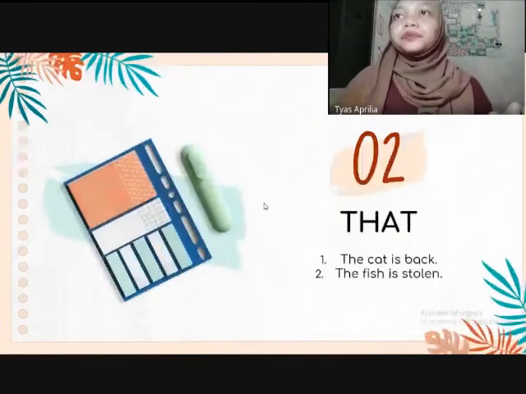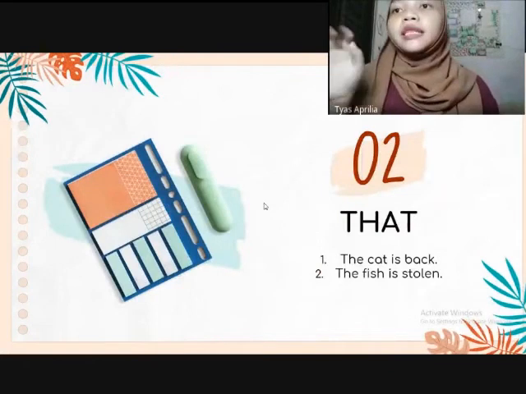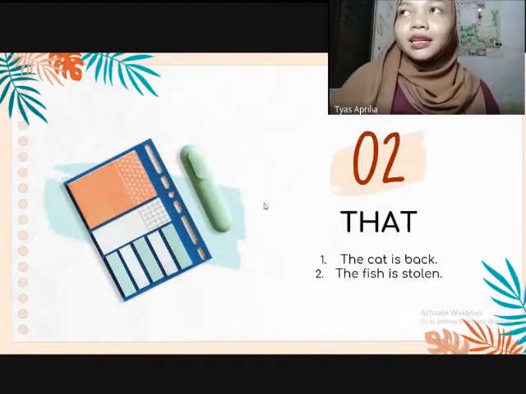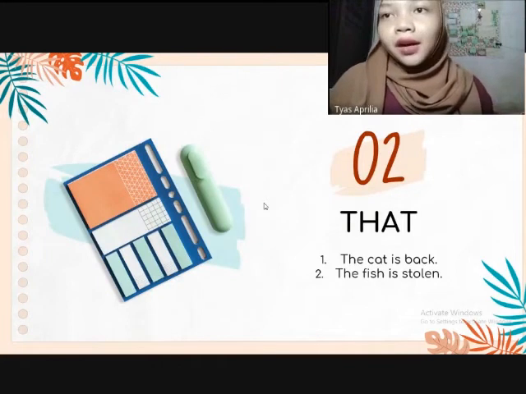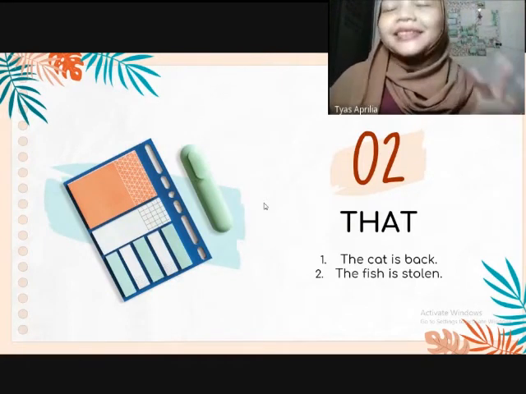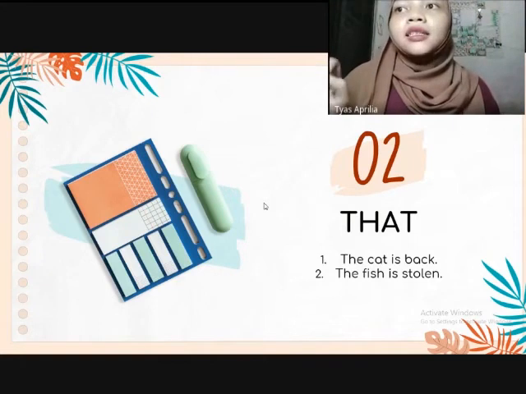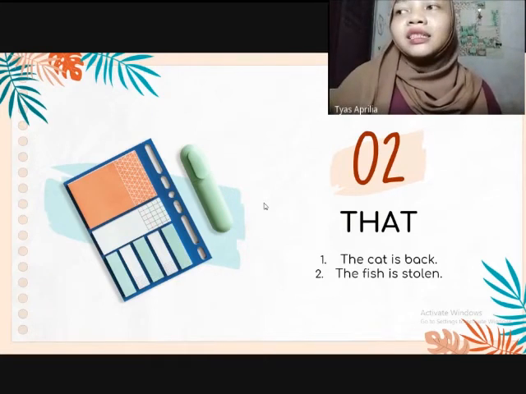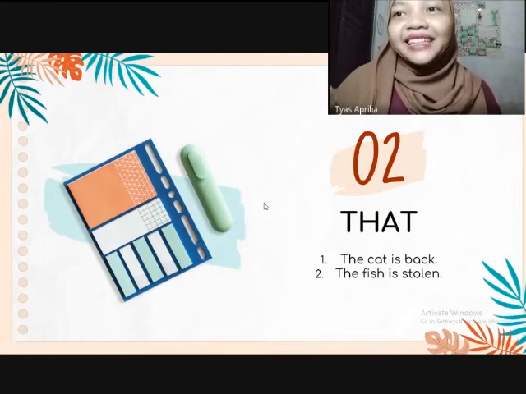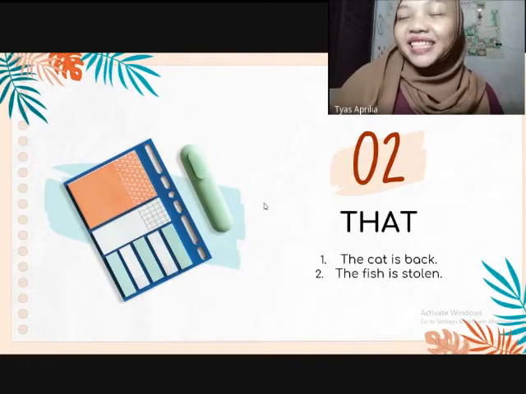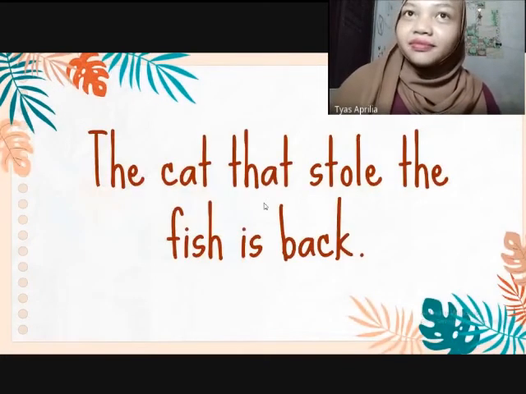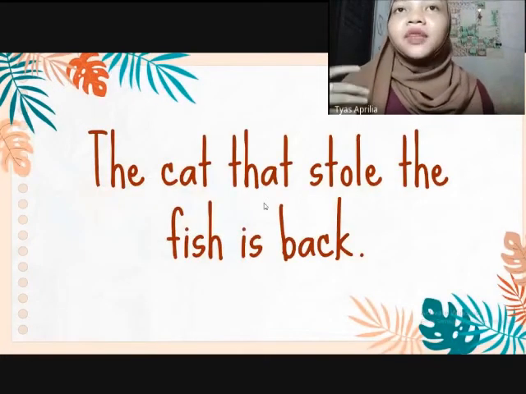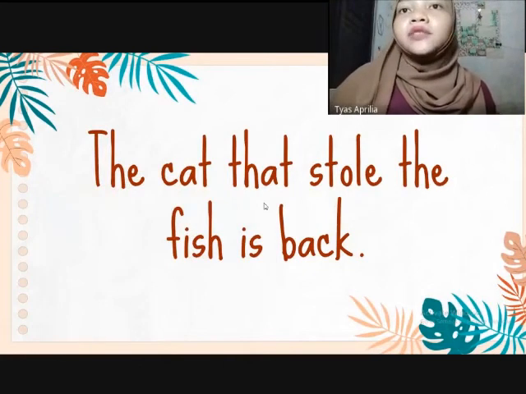Next, number two, that. Like the previous part, we have two sentences again. The first one: the cat is back, and the fish is stolen. We know fish is the favorite food for cat, and yeah, we will use this sentence. This is the result: the cat that stole the fish is back.